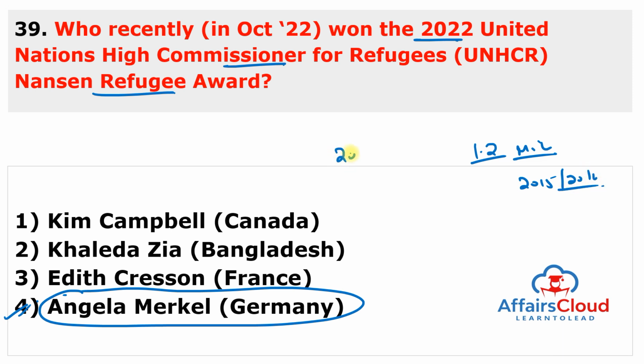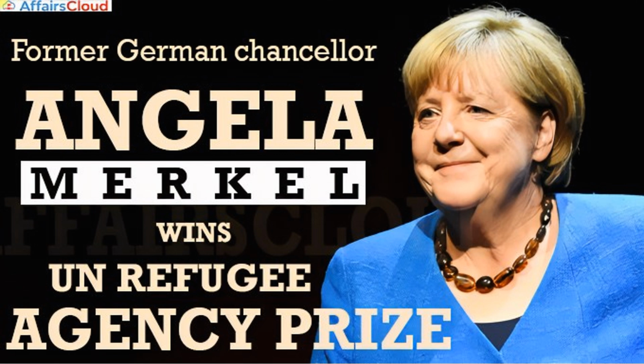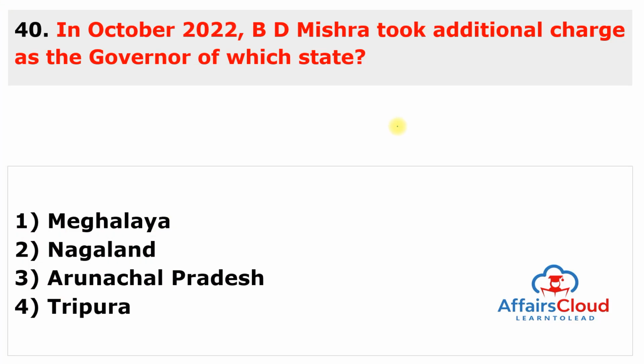The year 2022 marked a century, 100 years since Fridtjof Nansen was awarded the Nobel Peace Prize in 1922. That's why it is known as the Nansen Refugee Award. You can see here that former German Chancellor Angela Merkel wins the United Nations Refugee Agency prize, which is known as the Nansen Refugee Prize.